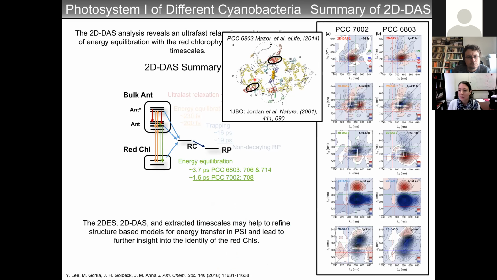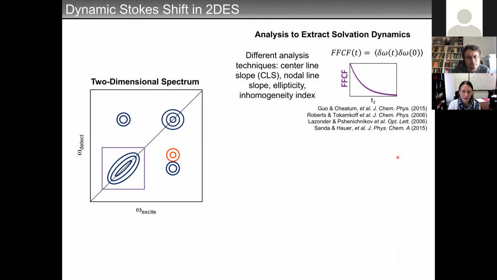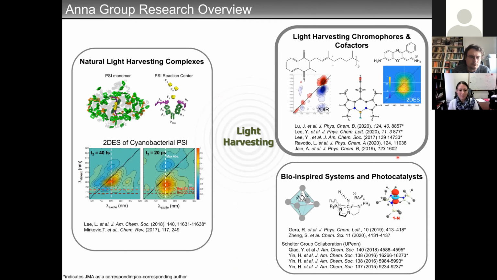From our 2D spectra, we really can't say which chlorophylls are the red chlorophylls, but now we have the 2D ES spectra, and we have these really clear 2D DAS maps that can serve as constraints for refining structure-based models, where different possible red chlorophyll candidates can be tested, and the resulting spectra compared to experiment. Okay, so that's our published work on photosystem 1.